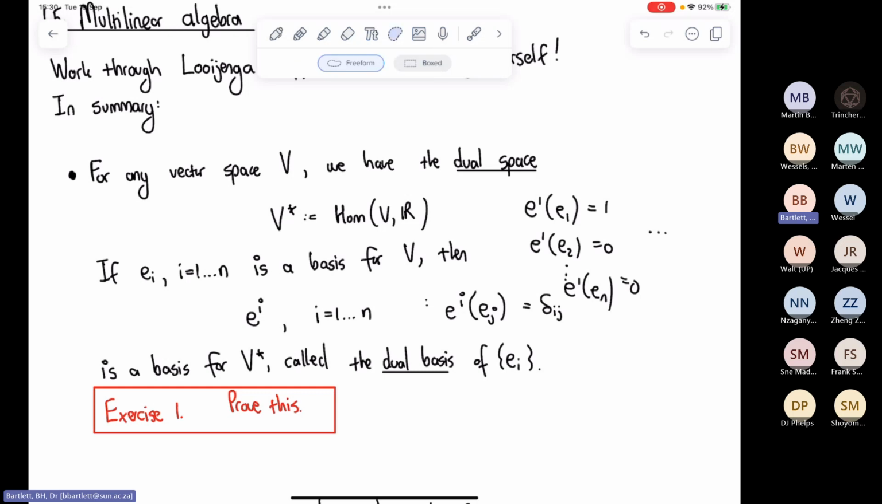It doesn't have to be a finite dimensional vector space. You can still construct the dual space, but if the vector space is finite dimensional, then the dual space has the same dimension as the original vector space. And if you choose a basis for the original vector space, then you get this corresponding dual basis for the dual vector space. Good. It's a good exercise to work through this and to prove these things just from the axioms of a vector space.